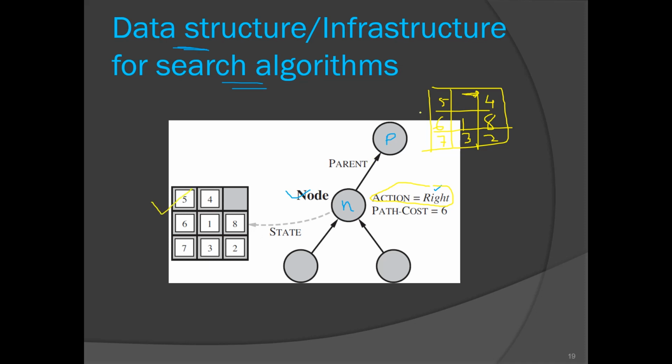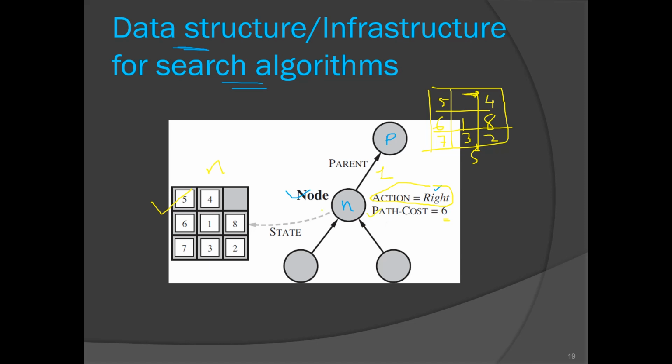This was the state of the parent. On that, the right action is performed and this new node is generated. This is the state, and the path cost is 6. Consider the path cost of the parent is 5. The step cost is 1, so 5 plus 1 is 6. This is how we are going to update the path cost.